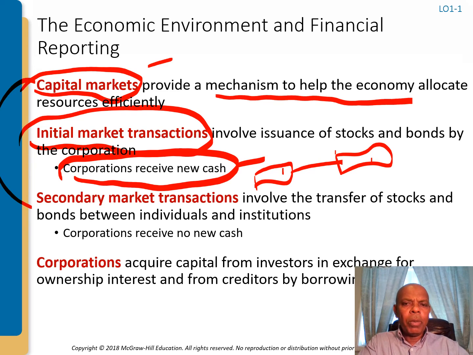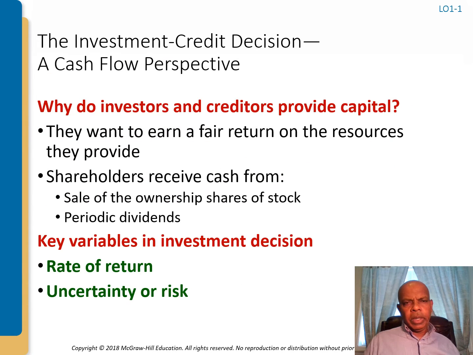Corporations acquire capital from investors in exchange for ownership interest, and from creditors by borrowing. We said that originally: issuing stocks, the corporation acquires capital, and borrowing money is another way for a corporation to get money. Okay, we're getting into some additional information here: the investments, credit decisions, a cash flow perspective.